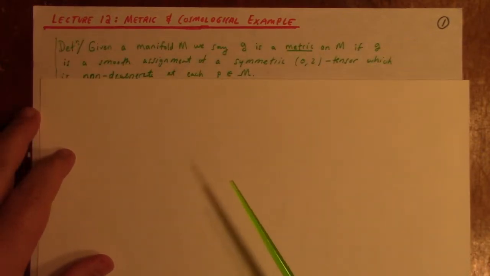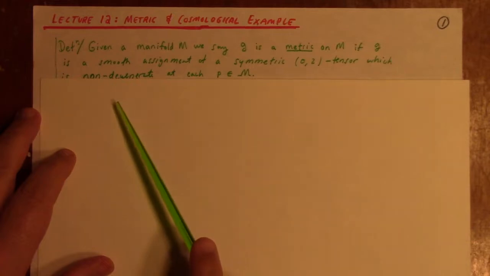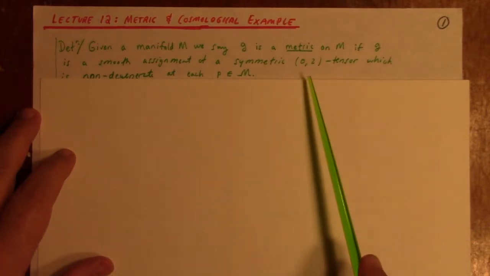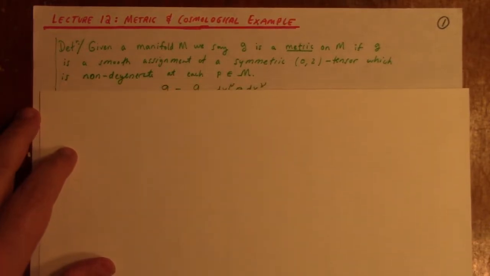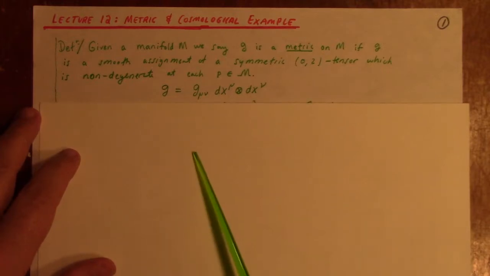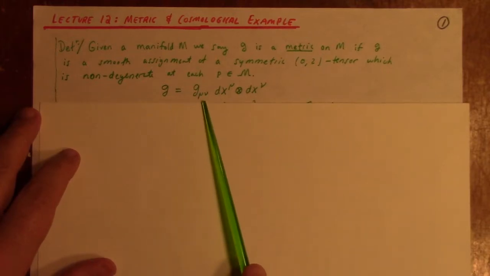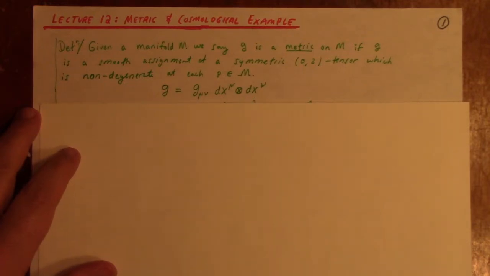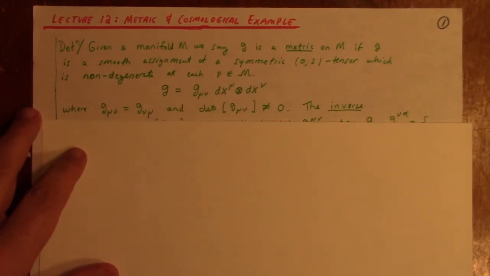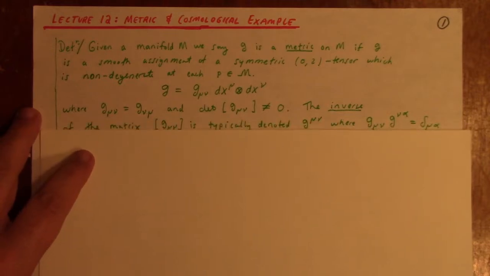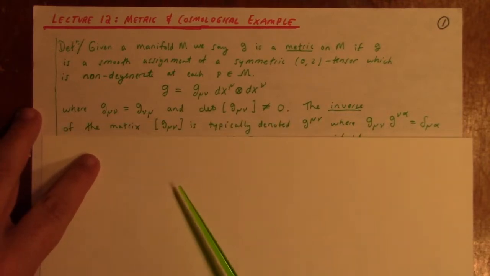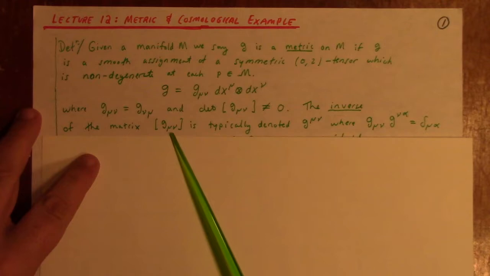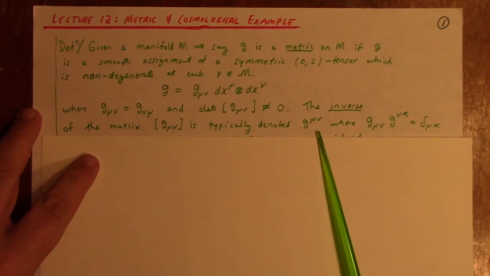So given a manifold M, we say G is a metric on M if G is a smooth assignment of a symmetric type 0-2 tensor, which is non-degenerate at each point. That is to say that G has an expansion like G mu nu contracted against dx mu tensor dx nu. And here, G mu nu is equal to G nu mu, and the determinant's non-zero. That's the non-degenerate condition.